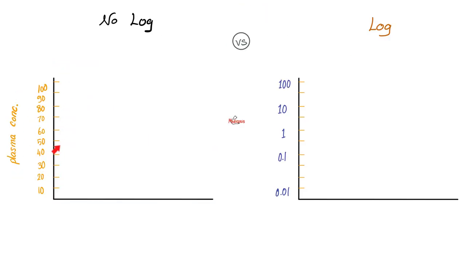In the good old days with no log, you go like this: 0, 10, 20, 30, 40, 50, 60, etc. But when you have a log, 1 is here. When you go up, it becomes 10, 100. What the flip? And then when you go down, 0.1, it's 0.01. This is the log. This is the exponential stuff.